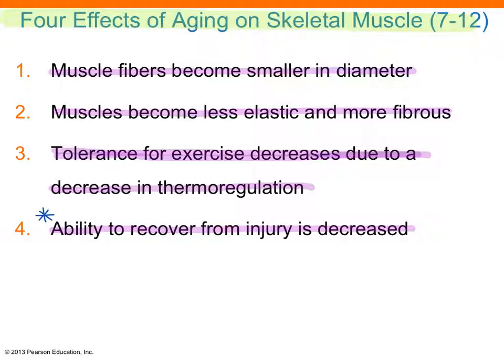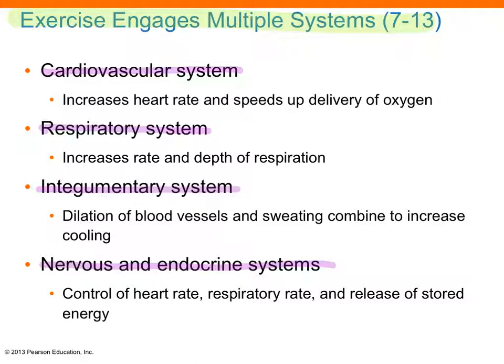Now, what are the aging effects on the skeletal muscle? 1, muscle fibers become smaller in diameter. 2, they become less elastic and more fibrous. 3, their tolerance for exercise decreases due to a decrease in thermoregulation. And 4, their ability to recover from injury is decreased.